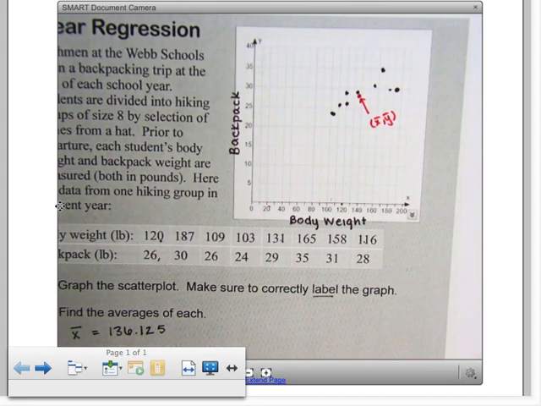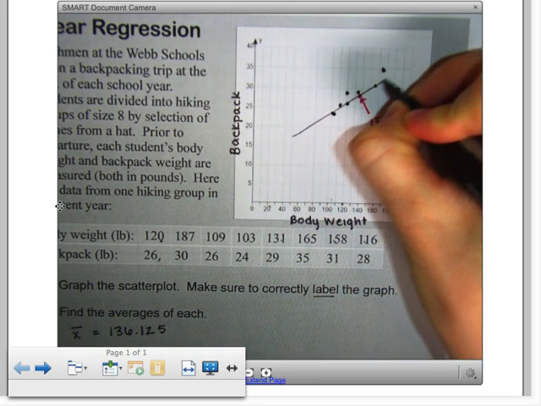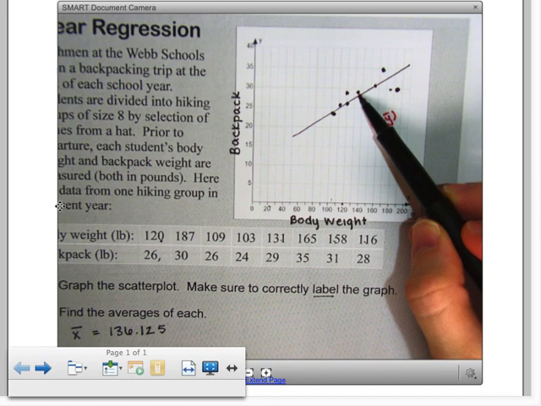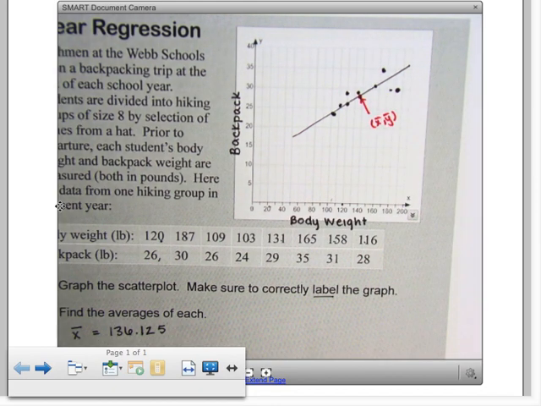Okay, so now it doesn't really matter what my line looks like as long as there's roughly the same amount of points on each side and it goes through X bar, Y bar. So I'm just going to draw a rough sketch of a best fit line. Okay, so it goes through X bar, Y bar, roughly the same amount of points are on each side of the line.